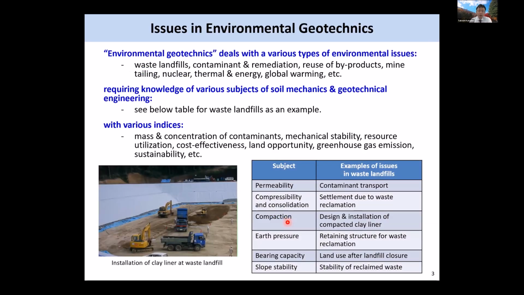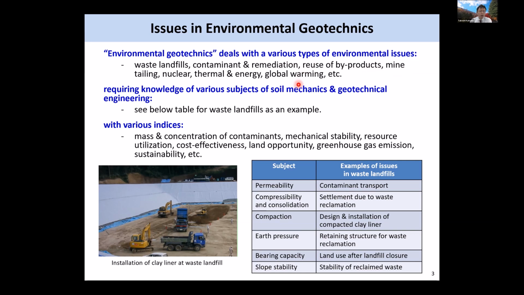As you know, environmental geotechnics deals with various types of environmental issues. Among these issues, ISSMGE has an independent and strong technical committee dedicated to mine tailings, nuclear waste storage, and thermal and energy issues. And I would say waste landfills, groundwater contamination and remediation, and the use of byproducts might be the major issues of environmental geotechnics.